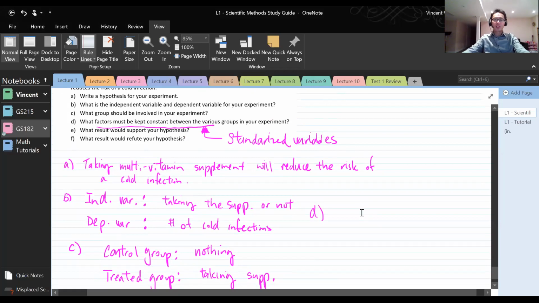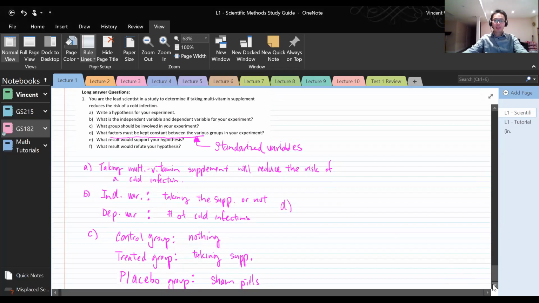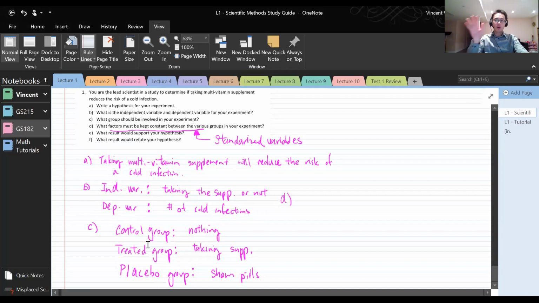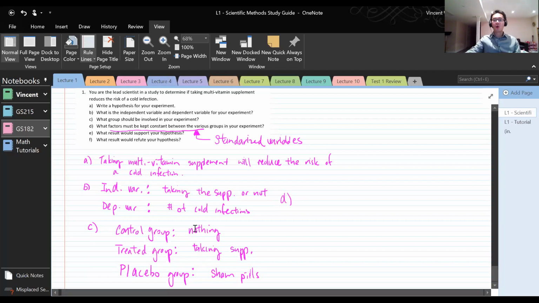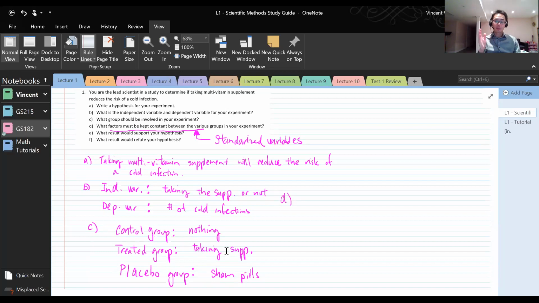So what's the point of having standardized variables? Between the three groups here, the control, the treated, and the placebo groups, we want to standardize everything else as much as possible, such that if there is a difference in the number of co-infections, we know that it was due to the supplements and nothing else. That's why we need standardized variables, to make sure any observable difference in the dependent variable is actually caused by changes in the independent variable.